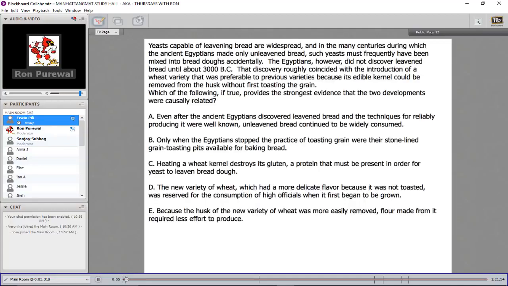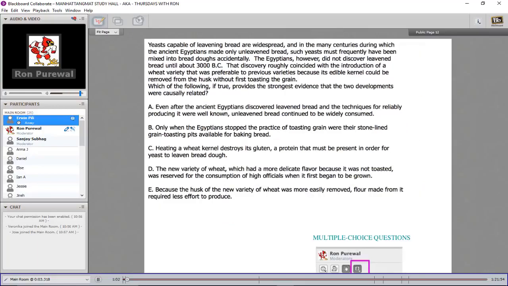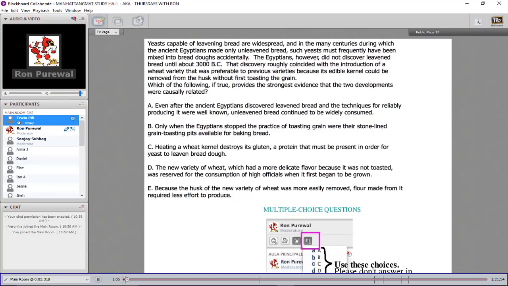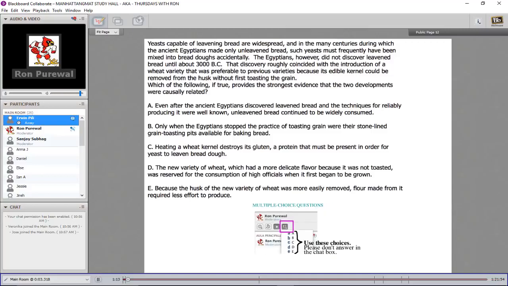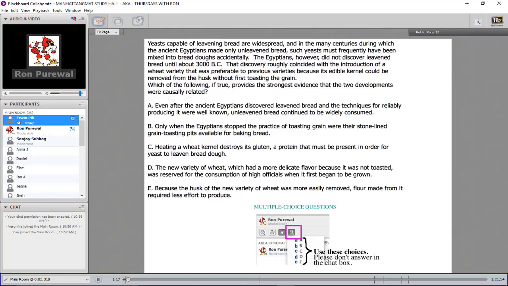About this one. Don't forget where you find the answers to multiple choice questions, ladies and gentlemen. Please do not answer the question in the chat box. Give you a little bit of time to answer that one.